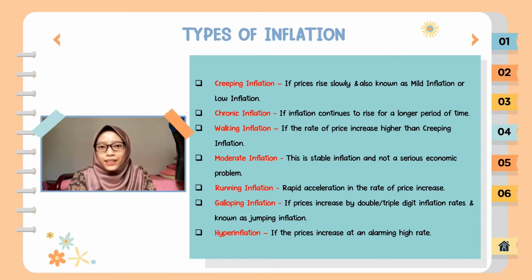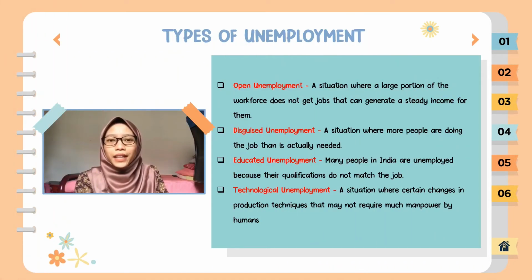Running inflation. It is a rapid acceleration in the rate of price increase. Second last, galloping inflation. It occurs when prices increase at a double or triple digit inflation rate and is also known as jumping inflation. Last but not least, hyperinflation. It occurs when prices increase at an alarmingly high rate. There are 4 types of unemployment, which are open, disguised, educated, and technological unemployment.